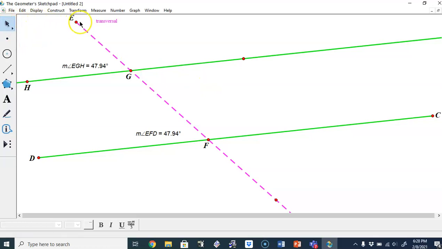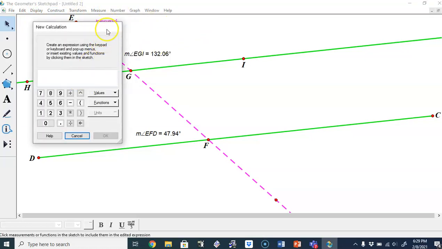So if I come up here and I measure this big angle, right? So we know that when this transversal comes down and cuts this line, it's going to create two angles, an acute angle on one side, and this is going to be an obtuse angle. And there it is. It's 132.06. And in fact, in case you were wondering, let me see here.